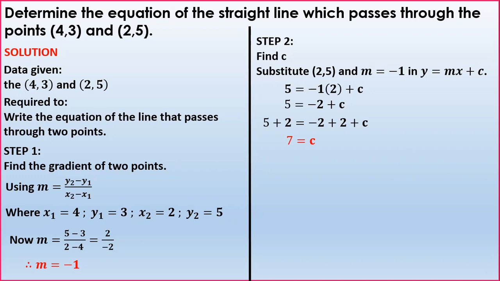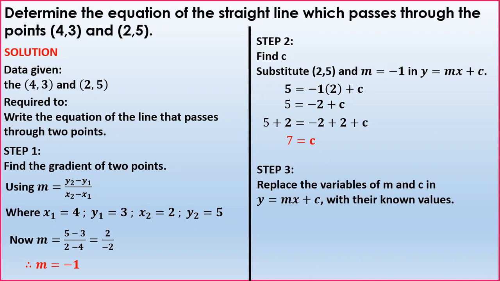Now we have found our m and our c. We can write the equation of the straight line. To write the equation of the straight line, we are going to replace the variables of m and c in the equation y is equal to mx plus c with their known values. The equation of the straight line, which passes through the points 4, 3, and 2, 5, is y is equal to -x plus 7.